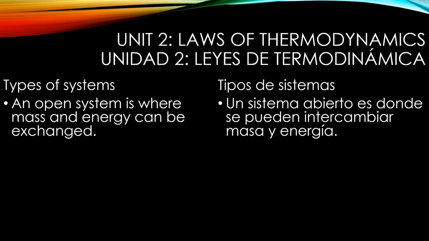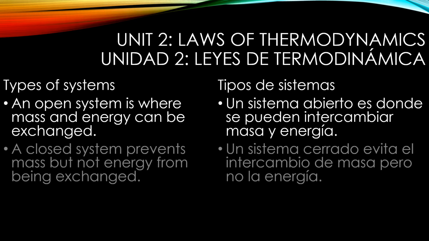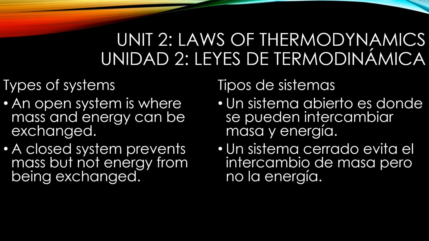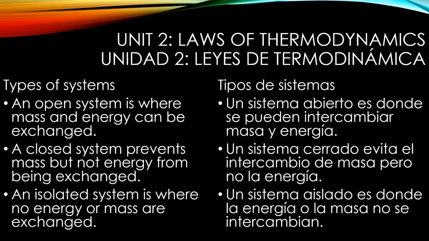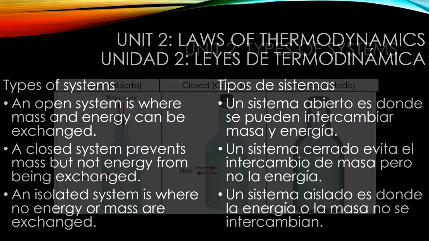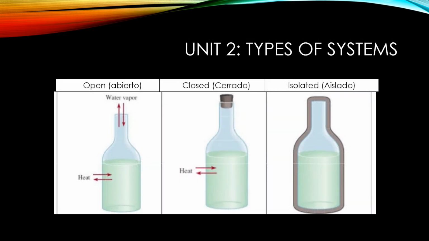There are 3 types of systems. An open system is where mass and energy can be exchanged. A closed system prevents mass but not energy from being exchanged. And an isolated system is where no energy or mass are exchanged. Here's a picture of the 3 types of systems.